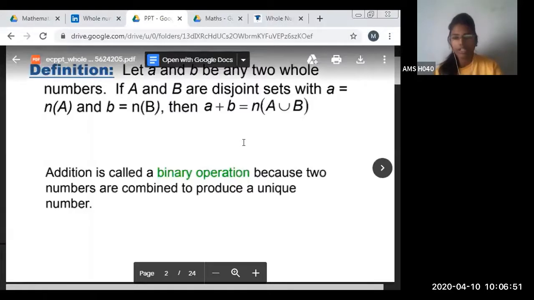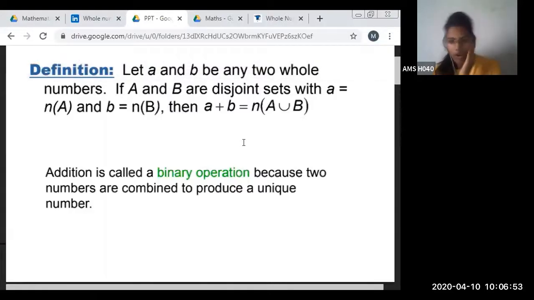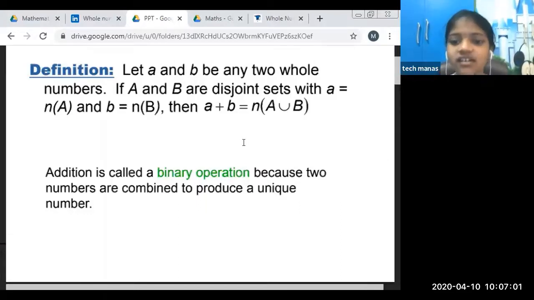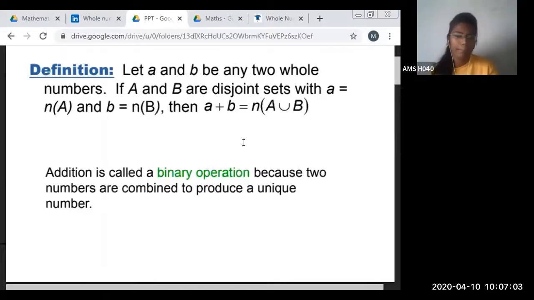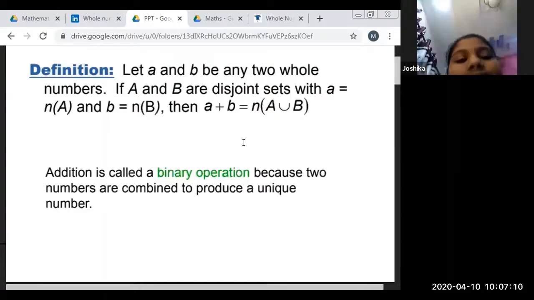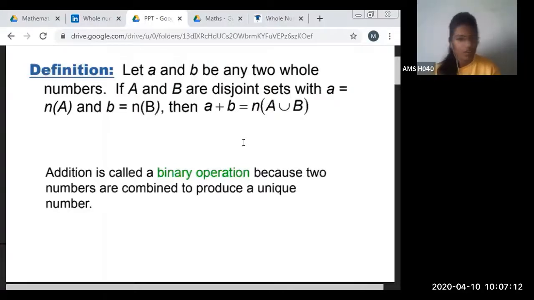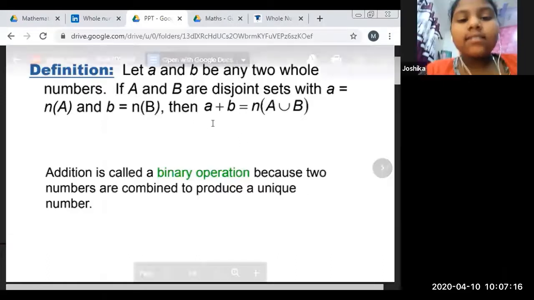Means what? A and B are any whole numbers, right? So if we add two whole numbers, what will we get? A whole number only. Yes or no? Yes. So 2 plus 3 is how much? 5. So 5 is a whole number or not? Yes. So that is the definition of this.